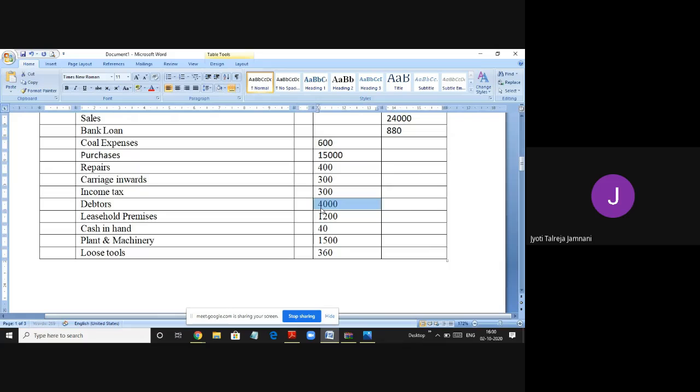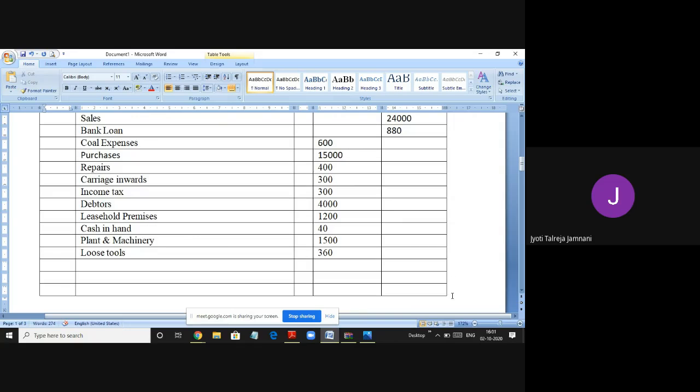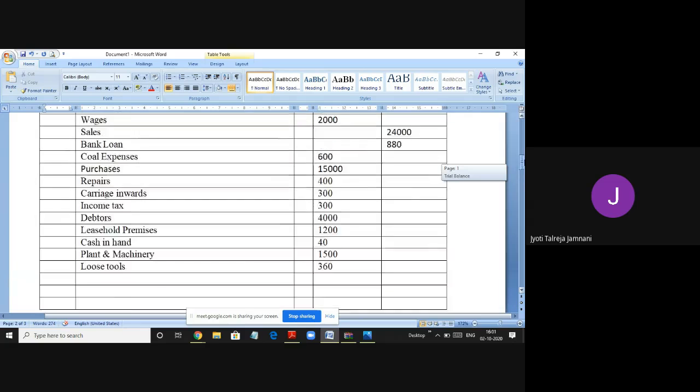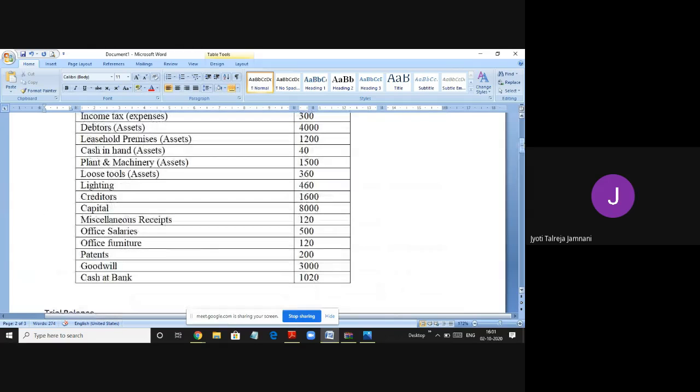And whenever this kind of trial balance question is asked, not necessarily will they ask you to prepare it only. Sometimes they give you a prepared trial balance that will be incorrect, and they will ask you to correct it. Okay, so let's move ahead.